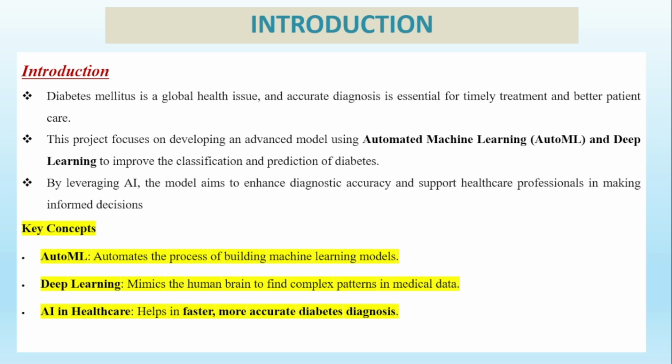Now, the key concept is AutoML, which automates the process of building machine learning models. Deep learning mimics the human brain to find complex patterns in medical data. I will discuss thoroughly in the next slide what AutoML, deep learning, and AI in healthcare are, and how they help in faster, more accurate diabetes diagnosis.